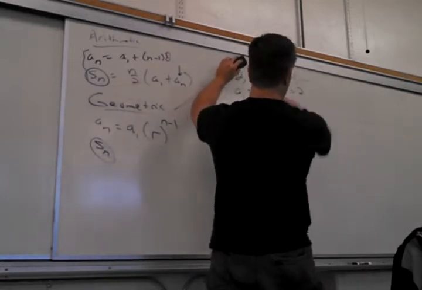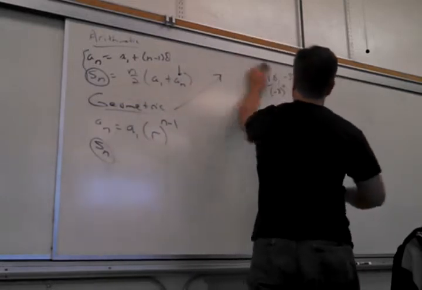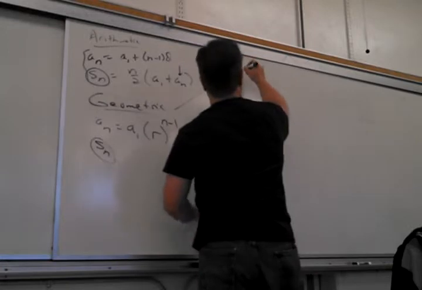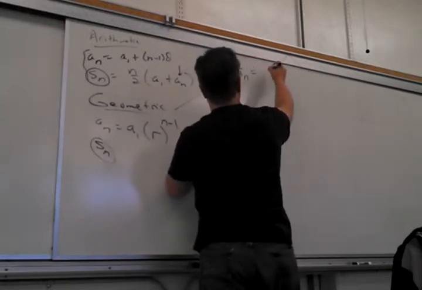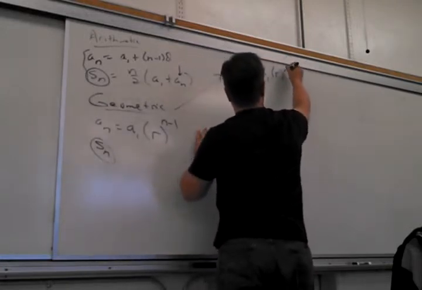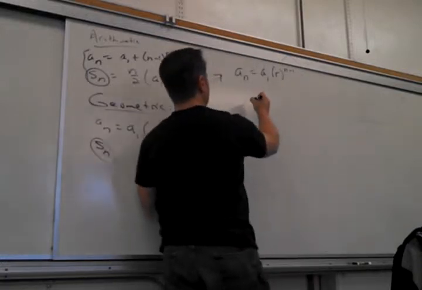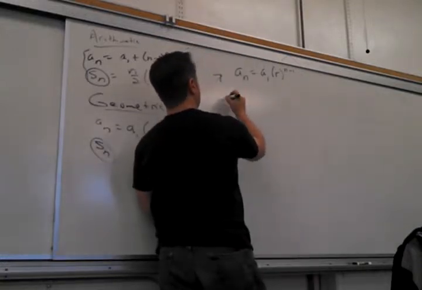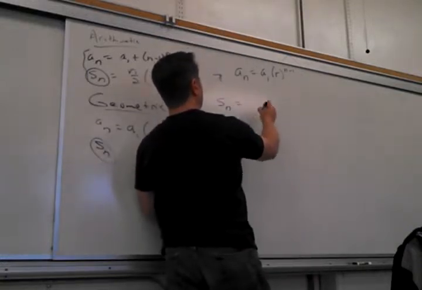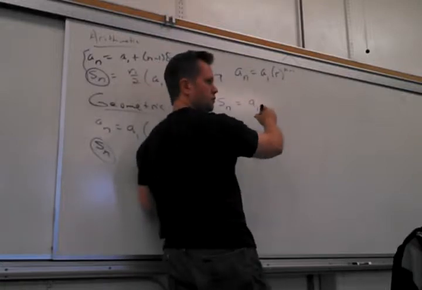It's basically what we did here. So if I just have some arbitrary geometric sequence, what's A1? Let me say this. Here's Sn. So Sn would be A1.